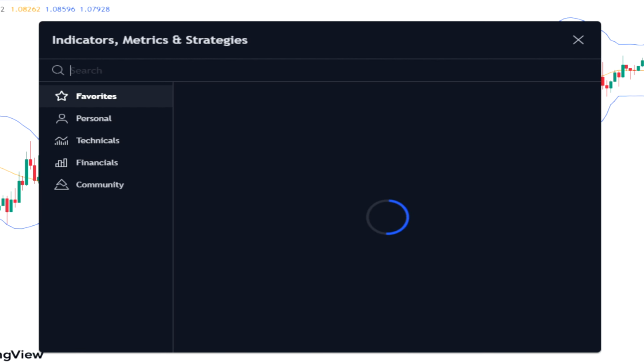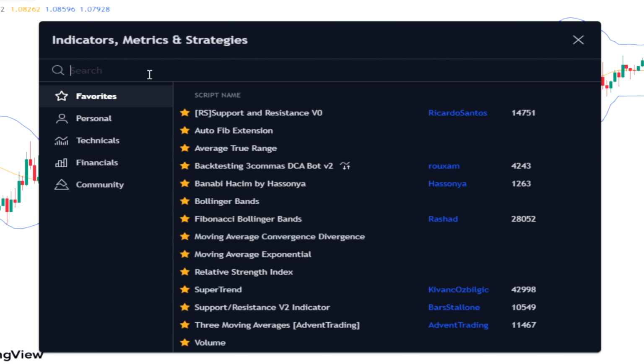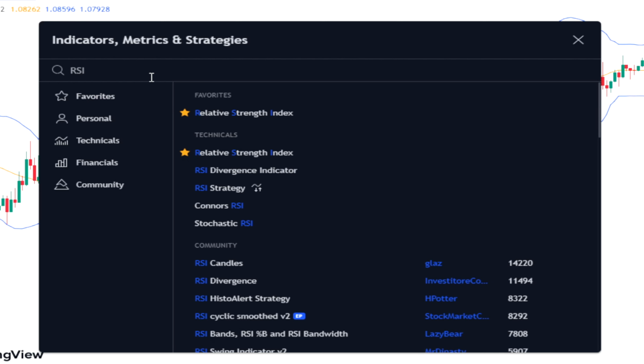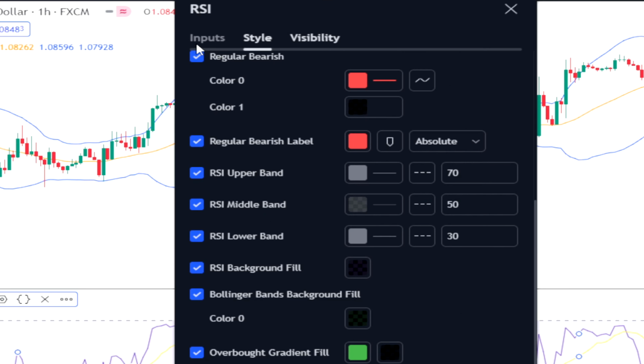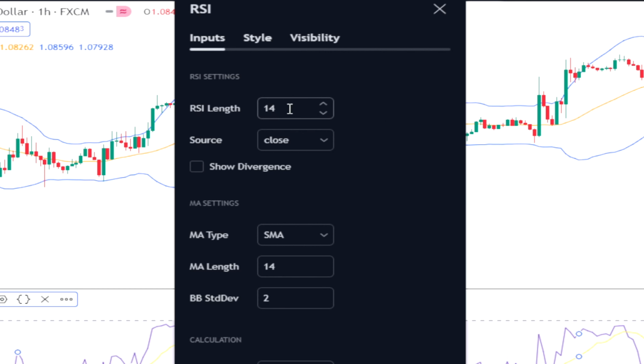Now let's add RSI. To do this, just go to your Indicators tab, type in RSI, and then click this top one that says Relative Strength Index. Let's modify the settings a bit. Make sure the upper band is set to 70 and the lower band is set to 30, and the length is probably set to 14. For this specific strategy, we want it to be set to 13.